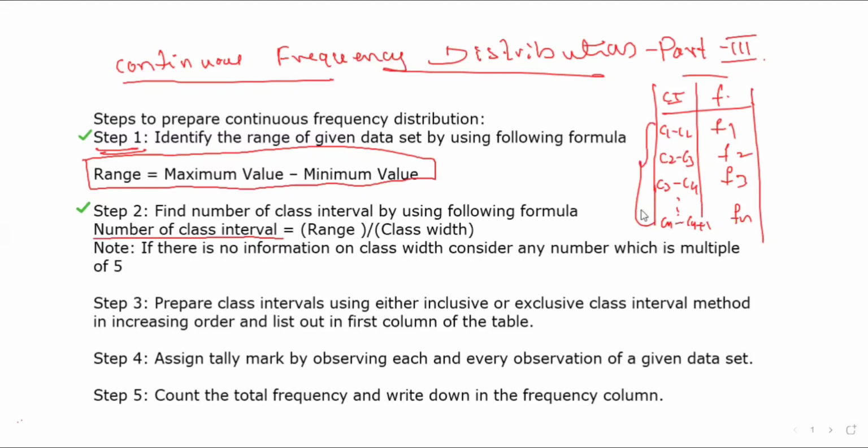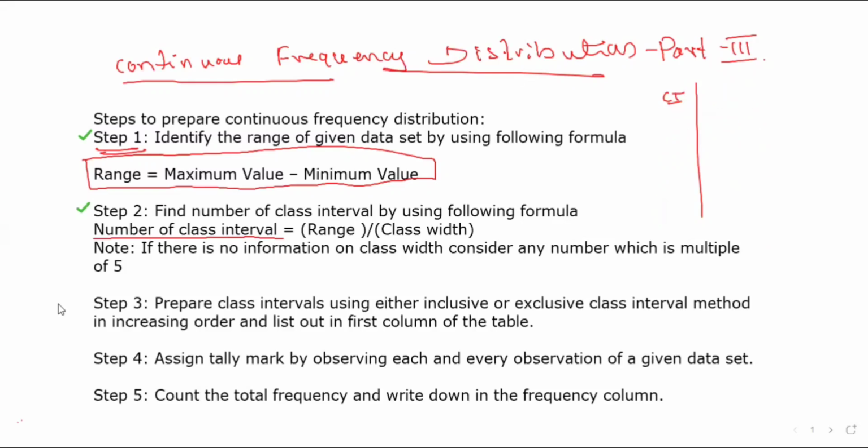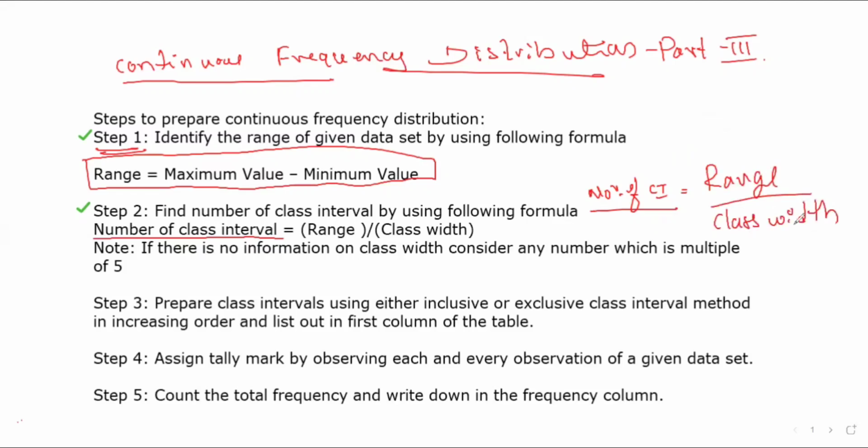For that, we have one formula: number of class intervals equals range divided by class width. We already know how to find the range, right? So the number of class intervals is equal to range divided by class width. How to find the range? Already we know from the first step, that is maximum value minus minimum value.